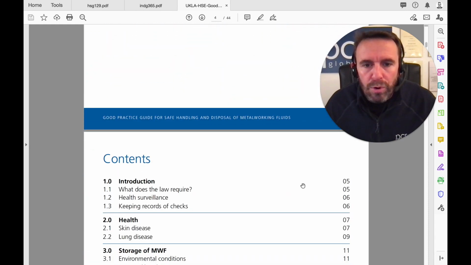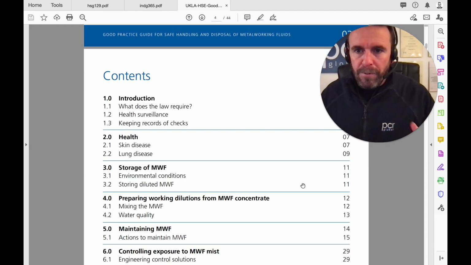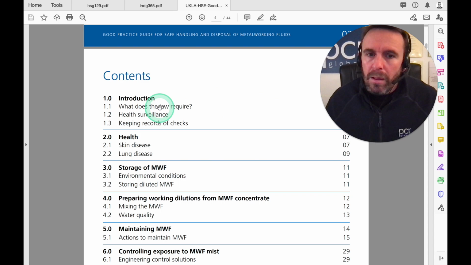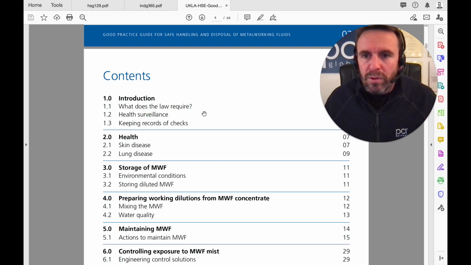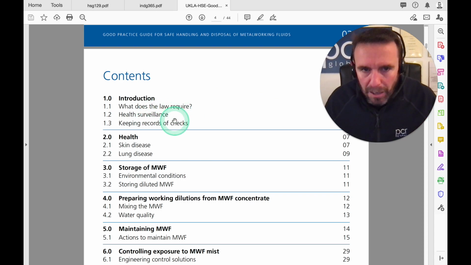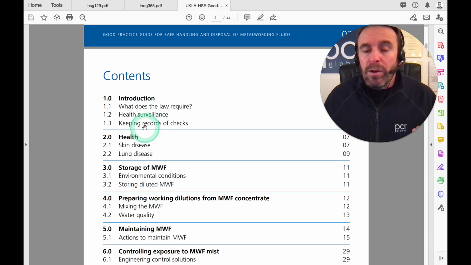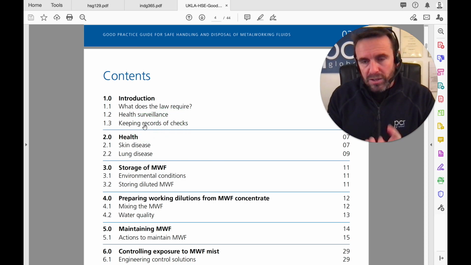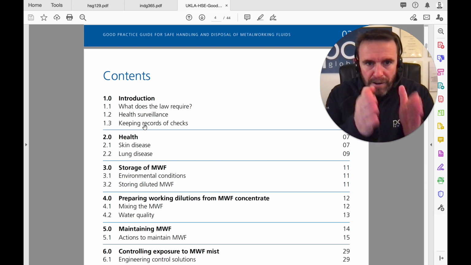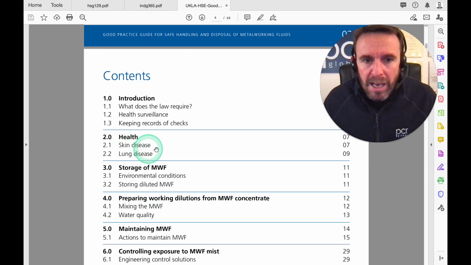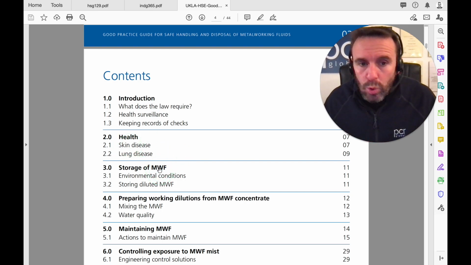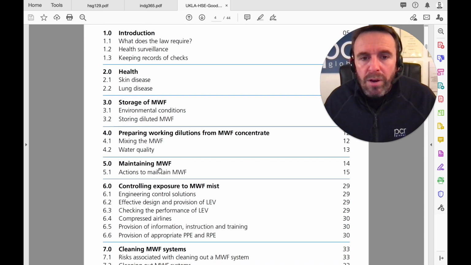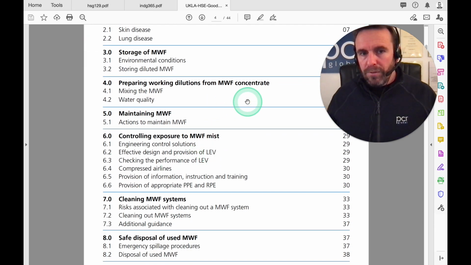We're not going to go through it all, of course, but let's have a look. What information can we glean from it? The law. What does the law require? Back into those risk assessments, those preventions. Health surveillance, we just mentioned it. Keeping records of checks, certainly for your dip slides and things like that, very important. Talks about your health, skin disease, lung disease, how to store MWFs, preparing working dilutions for MWF concentrate.